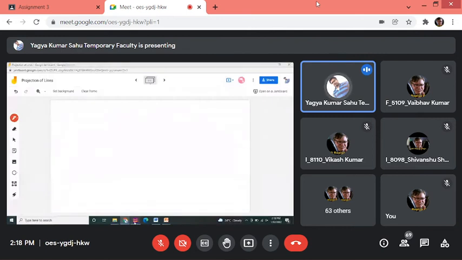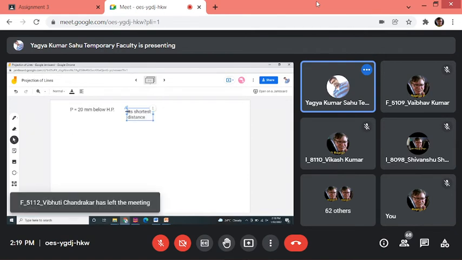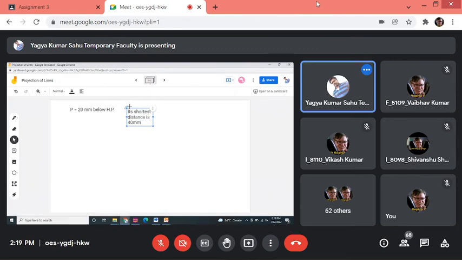There is a point P which is 20 mm below HP, and its shortest distance is 40 mm, and it is in the third quadrant.